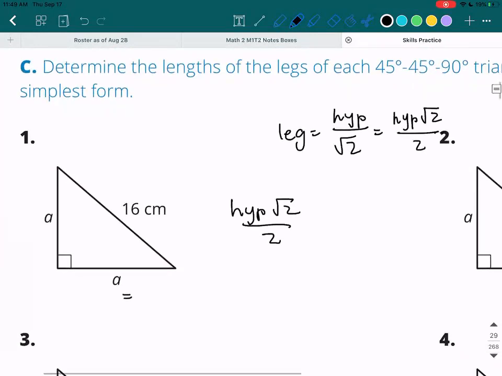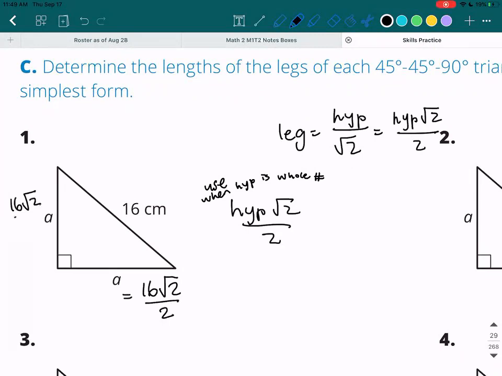Okay, so my messy equation says hypotenuse radical 2 over 2, and you use that when your hypotenuse is a whole number. Use when hypotenuse is whole number. Okay, so our leg is 16 radical 2 over 2. Let me write it again, 16 radical 2 over 2, and that's our answer. So once again, this is the equation you use when your hypotenuse is a whole number.